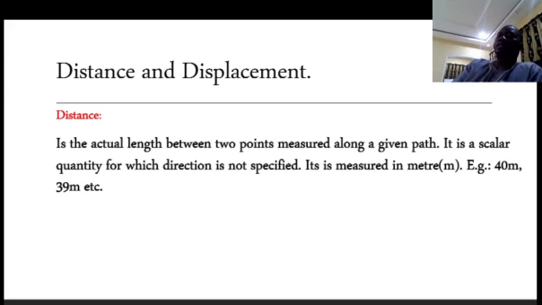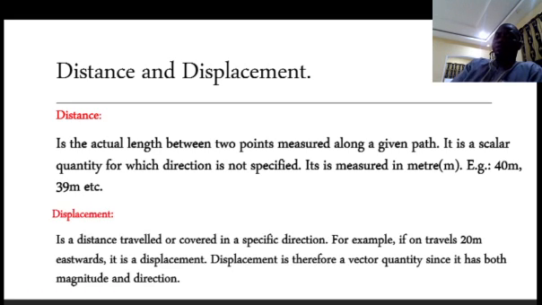Distance is a scalar quantity. Distance has only magnitude, it has no direction. So we have some examples like 40 meters, 39 meters, and so on. Then going to displacement. Displacement can be defined as a distance traveled or covered in a specific direction. So this is the differentiating point between displacement and distance. In distance, no direction is given. In displacement, there is a given direction. That is why displacement is classified as a vector quantity, while distance is classified as a scalar quantity.